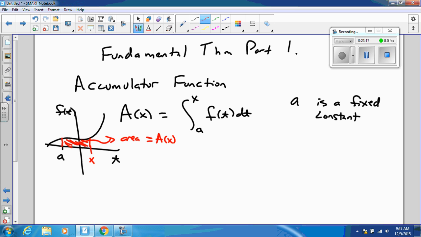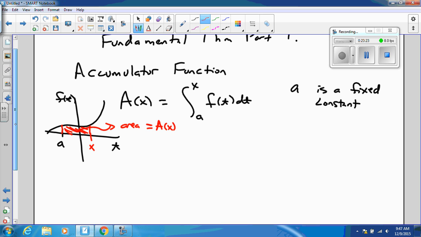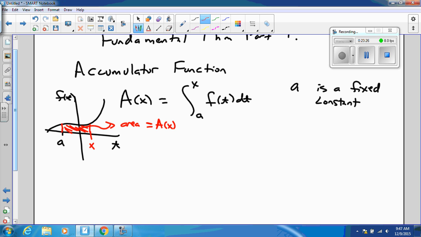So the accumulator function accumulates a rate. And I want to make some observations about the accumulator functions before we get really started. One of those observations is that if I evaluate the accumulator function at the starting point, I always get 0. Sort of an obvious point, but you gotta make it.